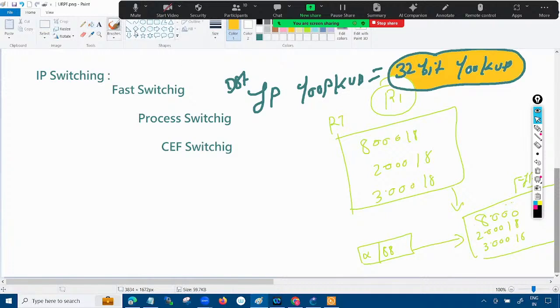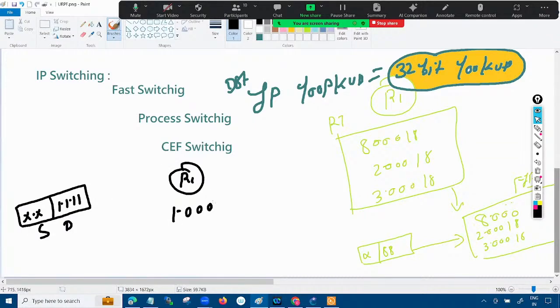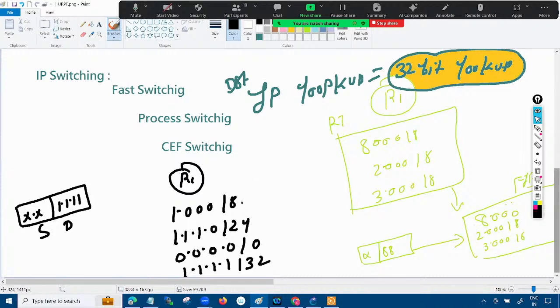Second issue: whenever the router receives a packet, it doesn't matter what the source is. The destination is 1.1.1.1. You tell me one thing. If there is a router over there, and this router has 1.0.0.0/8, then 1.1.1.0/24, then 0.0.0.0/0, and then 1.1.1.1/32. This is associated with the 0/0, this with the 0/1, this with the 0/2, and this with the 0/3.